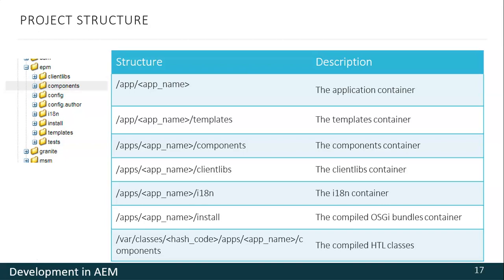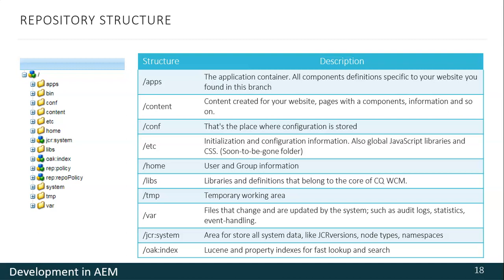Let's talk about the repository structure. When you start the AEM server and open CRX Delight, you see the structure of the repository. Let's take a look at the purposes of each folder. The apps folder is an application container where you will be able to store all the components and OSGi configuration definitions specific to your application. The content folder contains content created for your website, pages with components, and additional information for your site. Also, this folder can contain user-generated content.